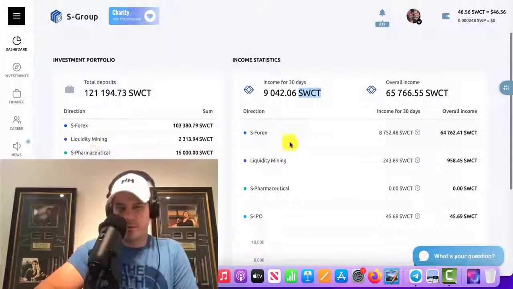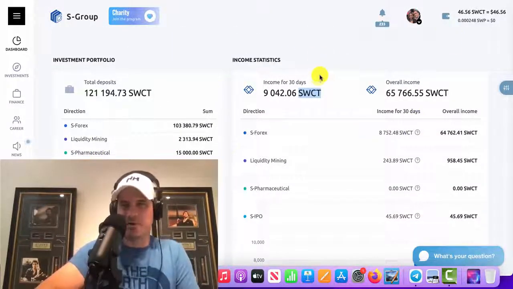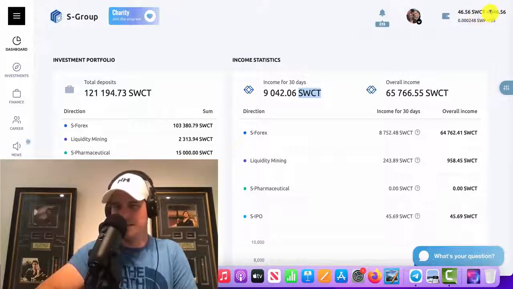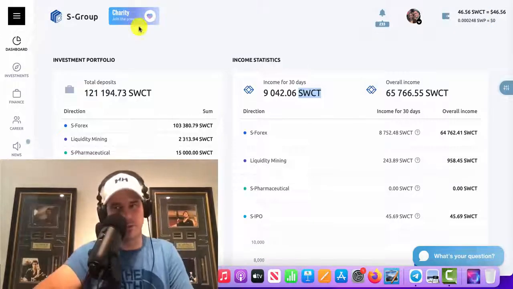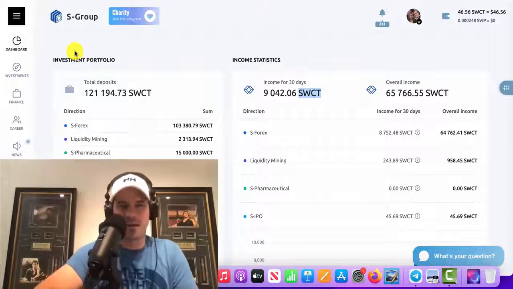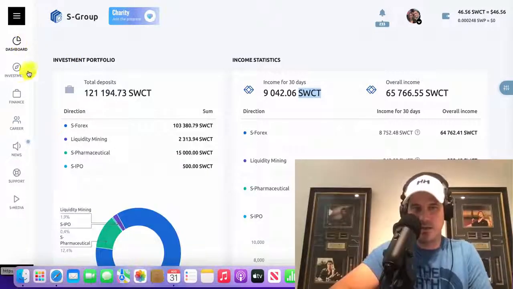Okay. So this stuff's pretty self-explanatory, right? Up here, you've got your balance. So just remember, SWCT is the exact same value as USD. So if you see 46 SWCT, it's 46 USD. Okay. Very, very simple, guys. You don't have to break out your calculator or figure that out, right? Okay. So that's the dashboard page.